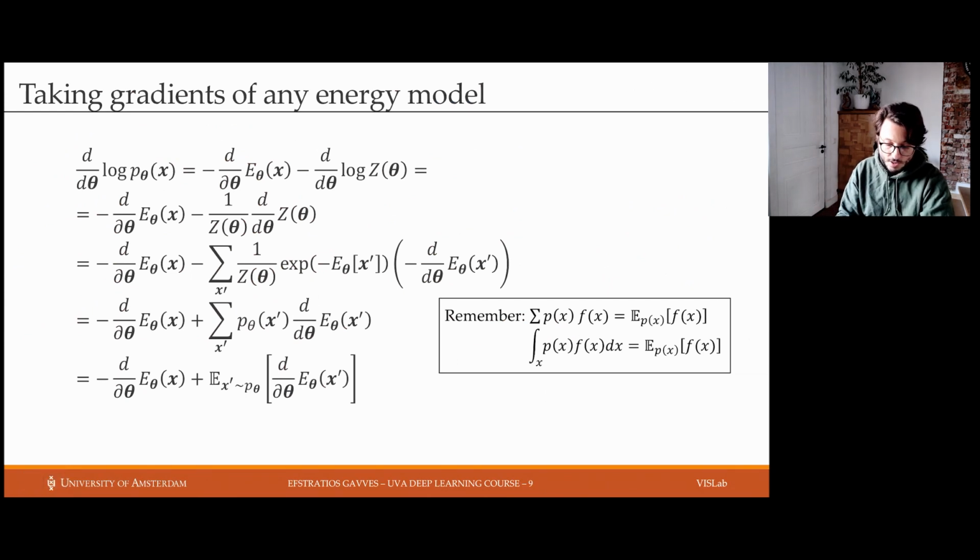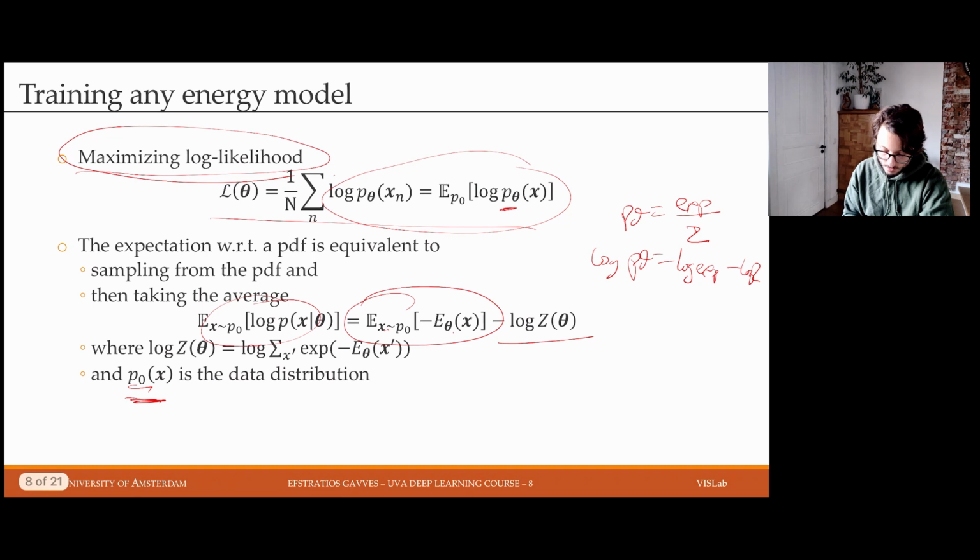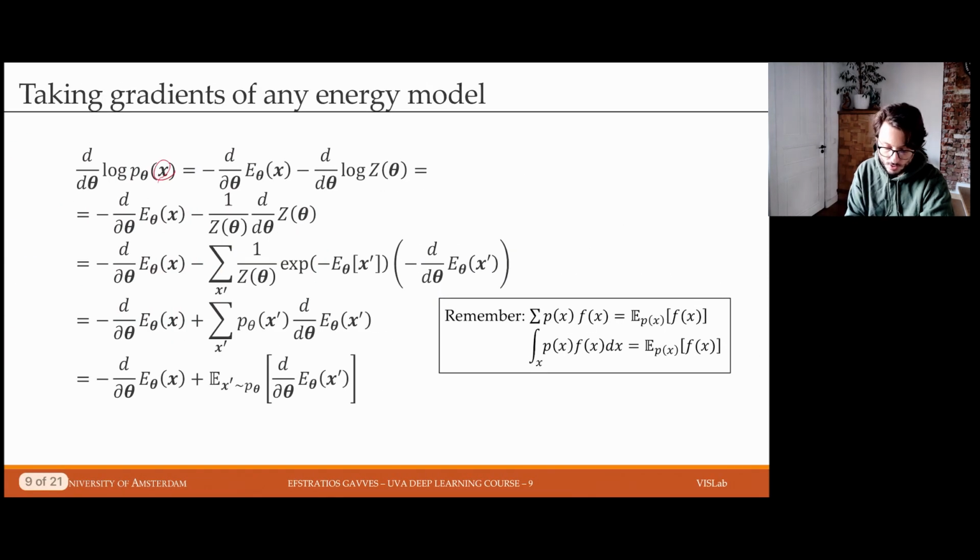If I take the gradients of this energy model, and now we focus not on the sum over all possible training inputs but just on a single x, a single image, I'm not going to go through all the math, but I've written it down for your convenience. We can show that this corresponds to minus the derivative of the energy function, plus the derivative of the energy function after we sample images and take the average over that.